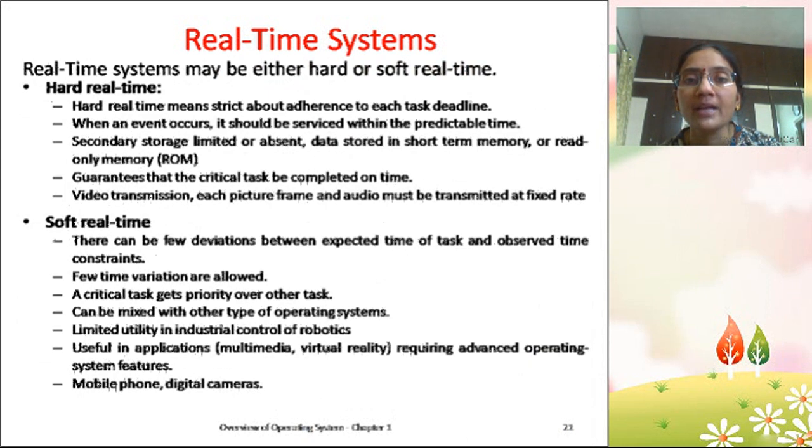There are two different types of real-time system: hard real-time system and soft real-time system. Hard real-time system means these are strict about the adherence to each task deadline. When an event occurs, it should be serviced within the predictable time. It should not go beyond or before that predictable time. It's very efficient, very specific with respect to the time.